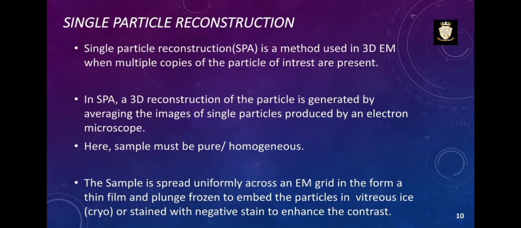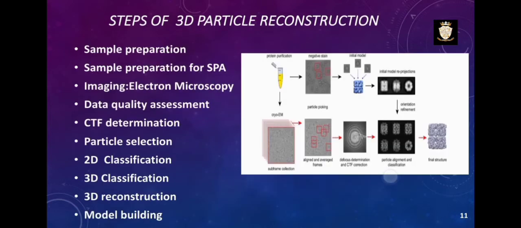The sample is spread uniformly across the EM grid in the form of a thin film and plunge frozen to embed the particle in vitreous ice, or stained with a negative stain to enhance the contrast. So, some steps involved in 3D single particle reconstruction. Here we can see a pictorial representation of the steps.